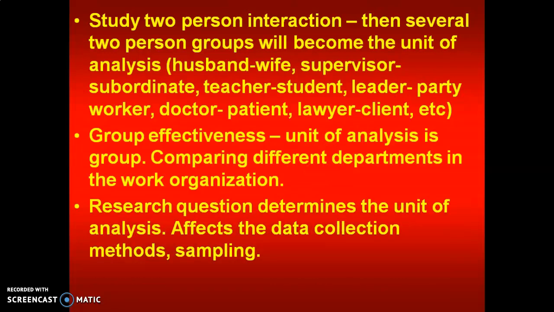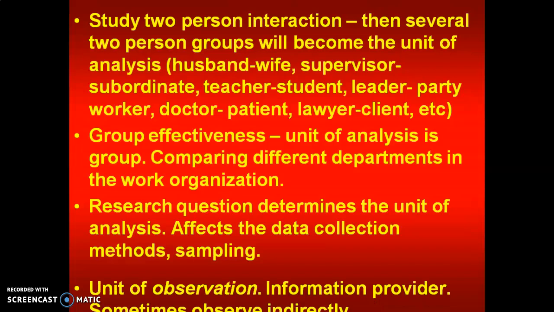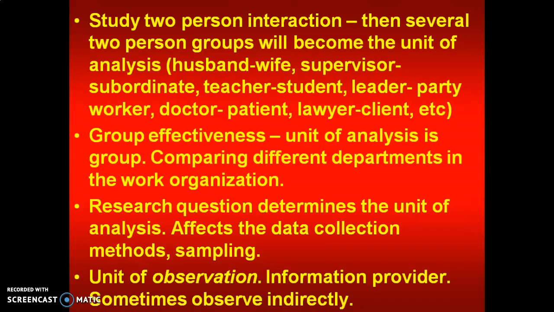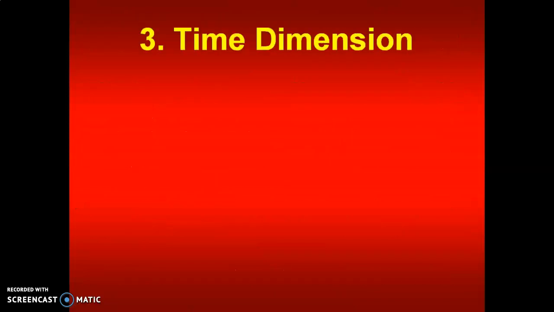Now, the research question determines the unit of analysis. First and foremost, you have to fix the problem, you have to identify the problem. It also affects the data collection as well as the data collection methods. It also affects the sampling scheme. Now, the unit of observation could be information. It could be from an information provider. Sometimes it could be observed indirectly also.